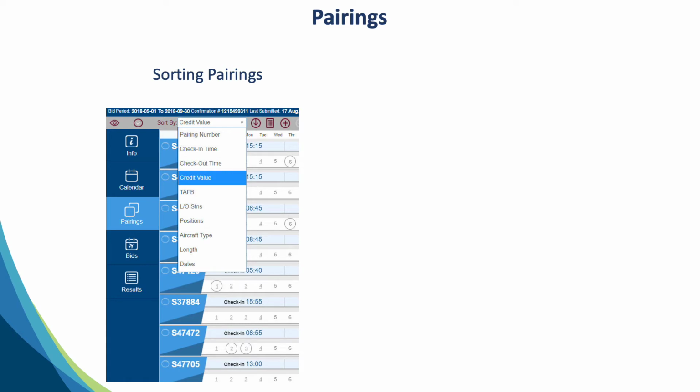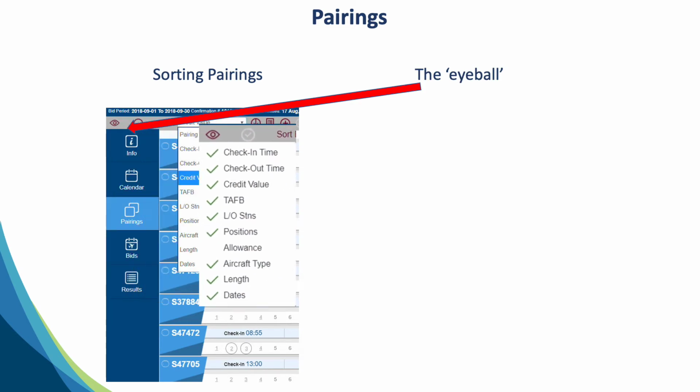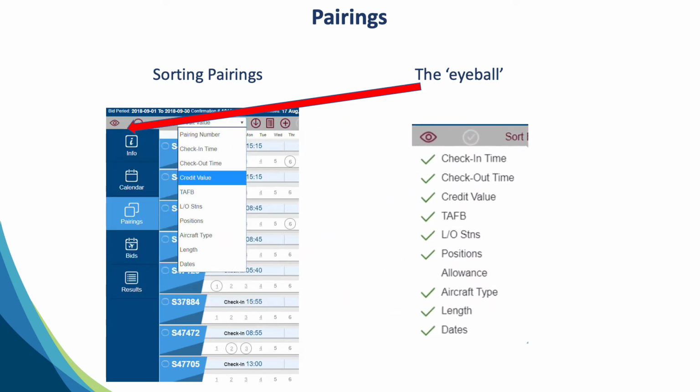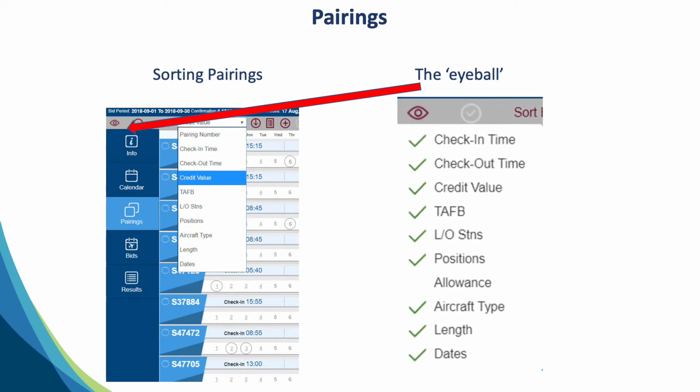You can sort how the pairings are displayed by various parameters. The default setting is pairing number, but you can change the order that they are displayed. At the eyeball, you can personalize what information is displayed about each pairing on the list. Allowance is unchecked as we don't have that bid preference.